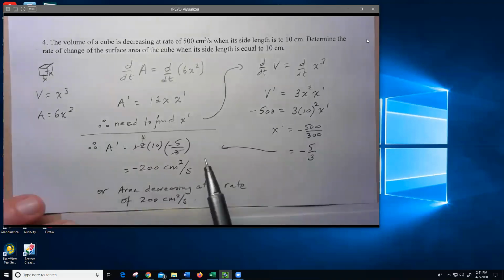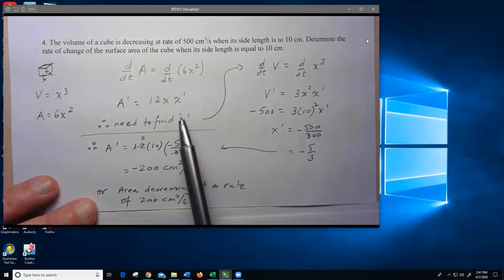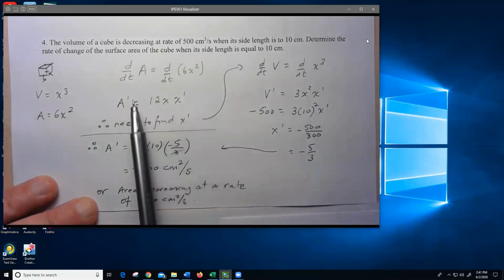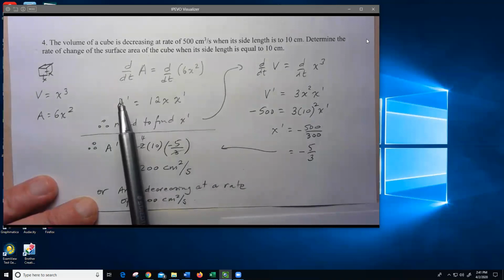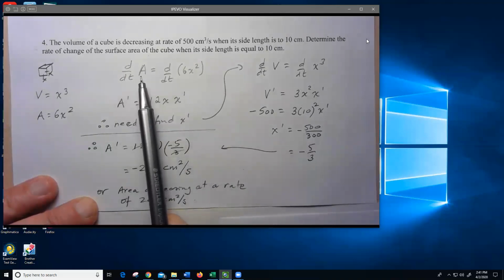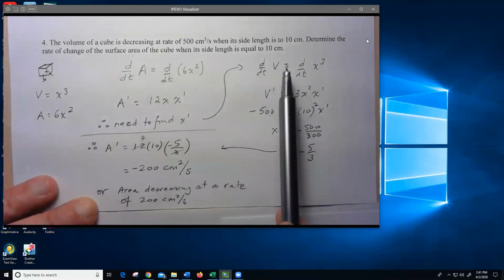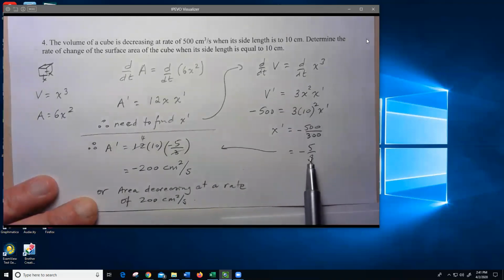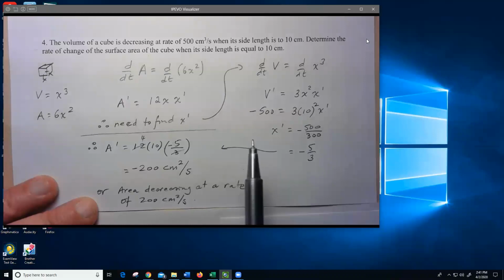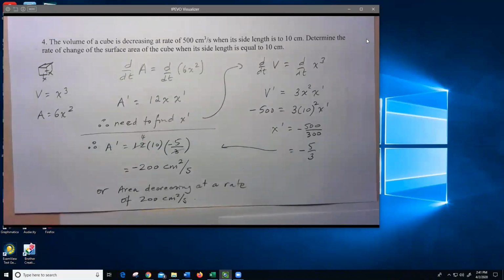So here, again, like I said, it's a bit of a thinking question because you can't determine it directly from the area relationship that you know. You had to use the volume relationship to find the rate of change of x, and then use that to find the rate of change of a, okay? Now, did anybody solve it another way? Because I would say there's another way of doing it.